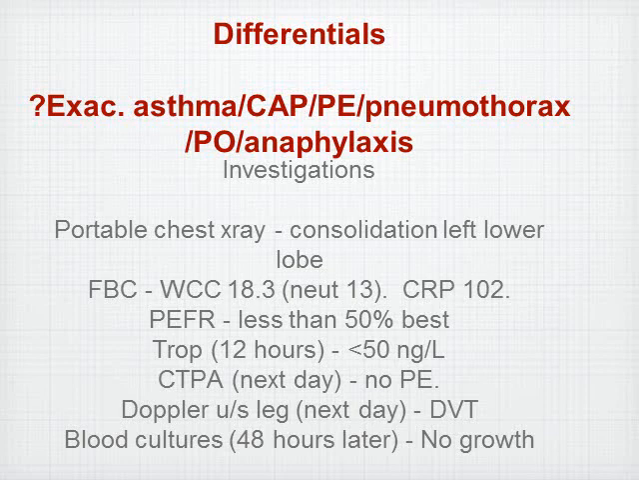So, investigations. We've got a portable chest X-ray that showed consolidation, which fits with the exacerbation of asthma. White cell count was high, neutrophils were high, CRP was reasonably high at 102, which is pretty high, and PEFR was less than 50 at best, but that's possibly not that helpful in an acute situation. That's more really for monitoring, but you could say that you would do that too. We did a troponin 12 hours later, and that was normal, and then the CTPA actually showed she didn't have a PE, and the Doppler did show she had a DVT, and blood cultures had no growth.